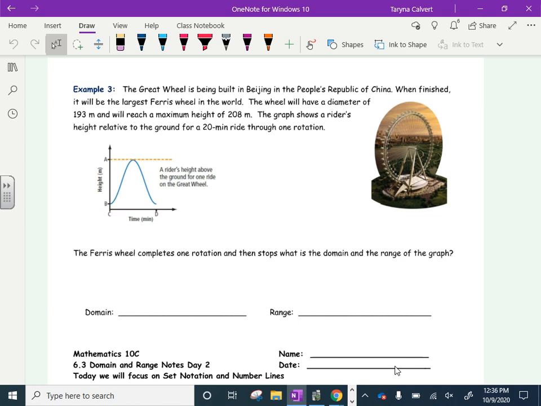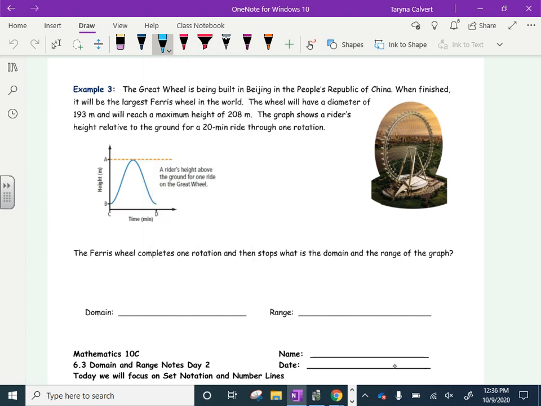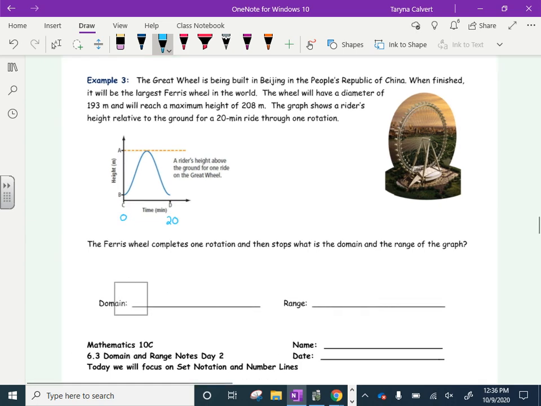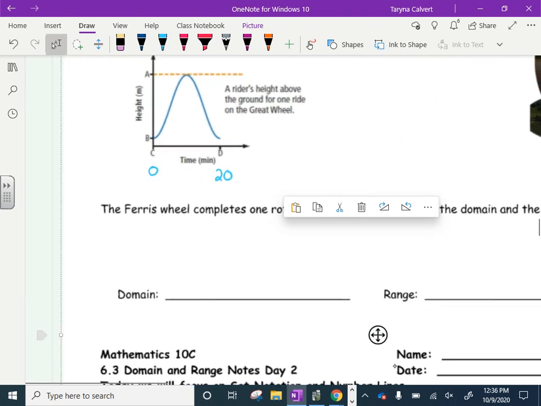Okay, so I think the time one's going to be the easiest one. How long does the ride last? 20 minutes. So where do we start for time? 0, right? So really, domain goes from C to D. Would you guys agree with that? So I know that C is 0, and we stop at 20, because it said that the ride lasted for 20 minutes. So that would be my domain.